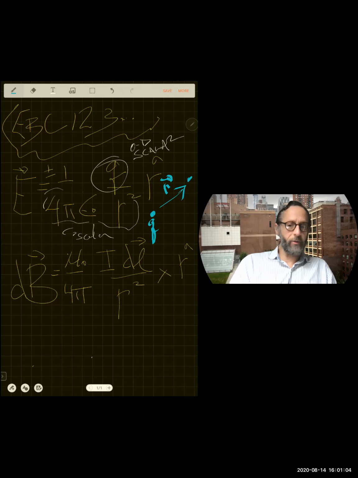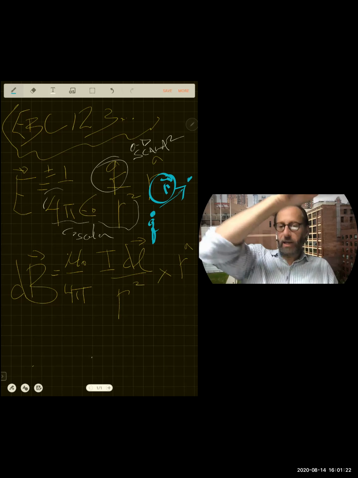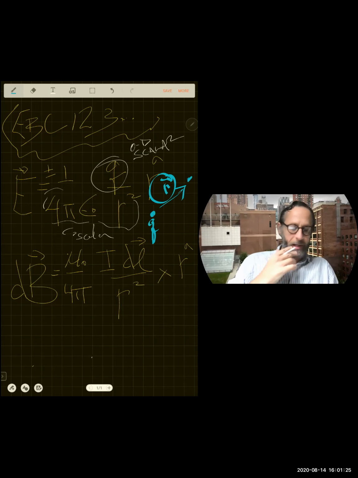So r points from the source to the field point, from the source of the phenomenon to the place in space that we're interested in. Without r, this whole concept is meaningless. This whole concept of field is the impact of some stuff over here in space on any and all other points in space. So a field function is always necessarily dependent on the variable vector r.